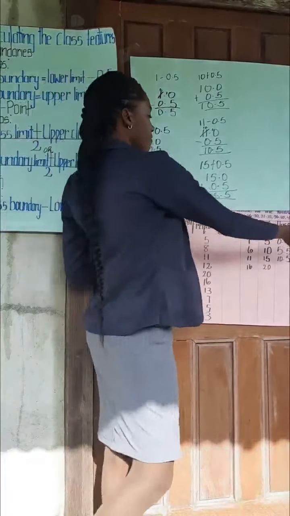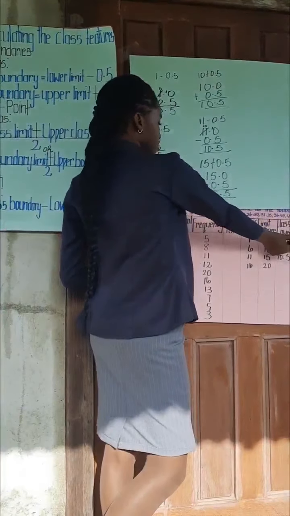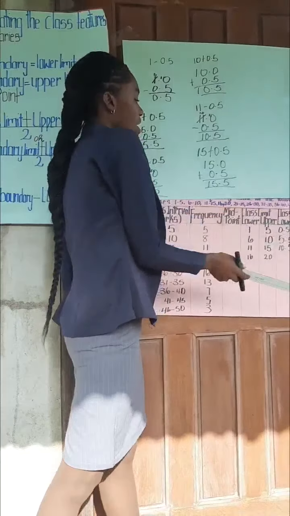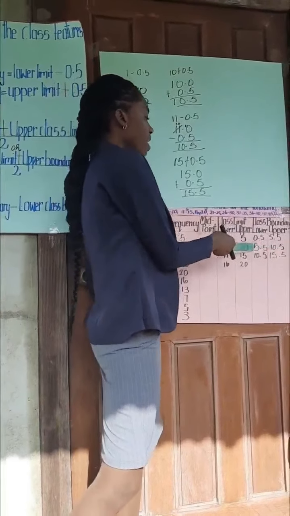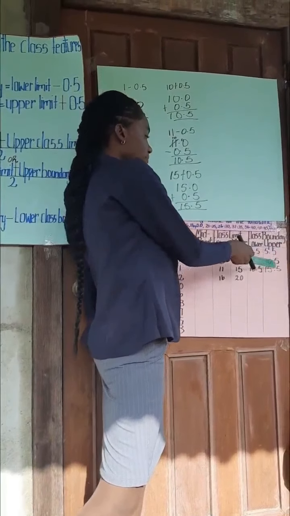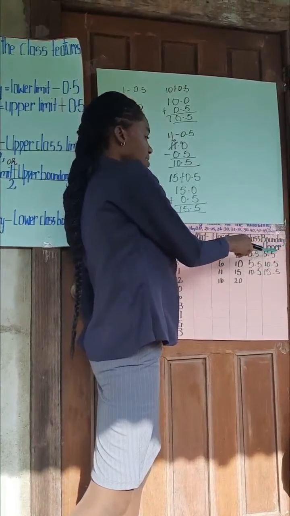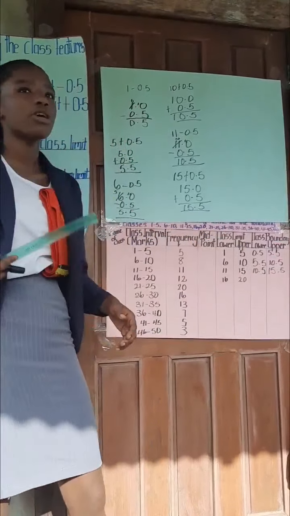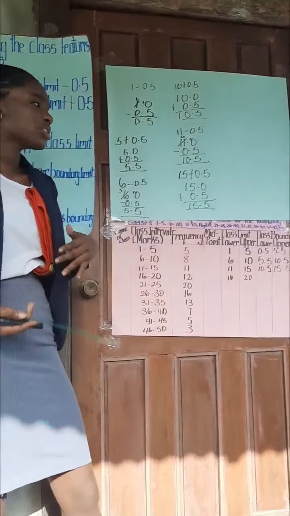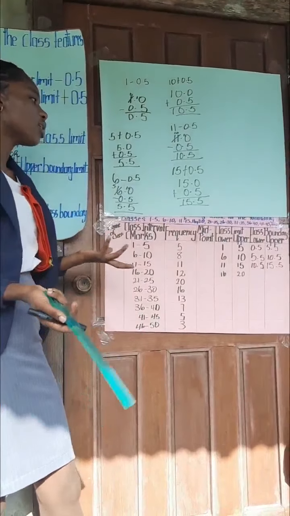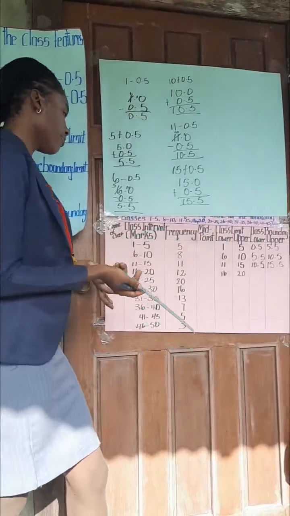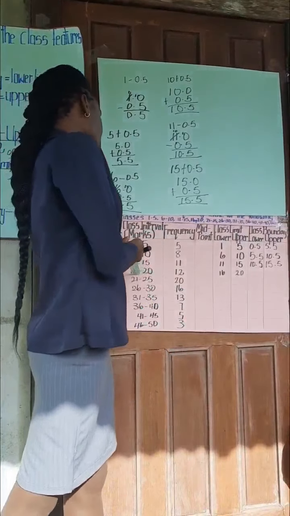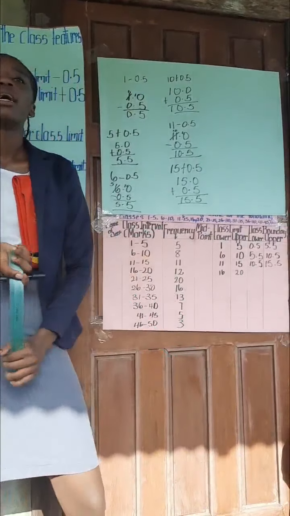So we see we have 5.5 for the upper class boundary here, and yes, right? And then we see we have 10.5 for the upper class boundary and then 10.5 for the lower class boundary of the other class. So what is going to be the lower class boundary for 16 to 20?